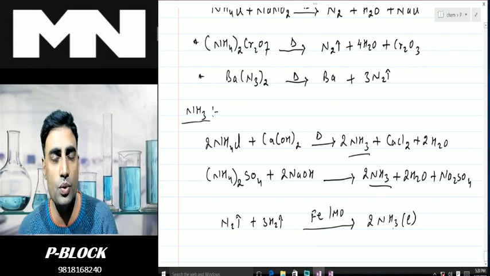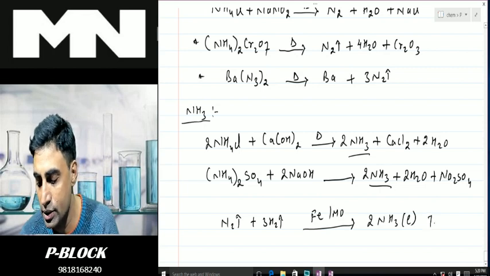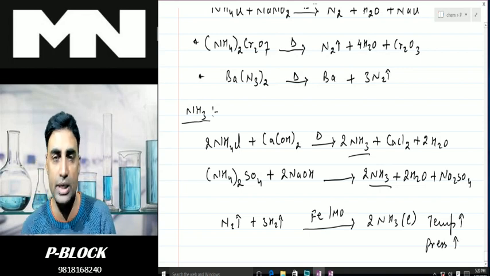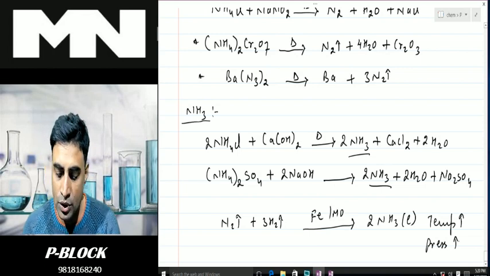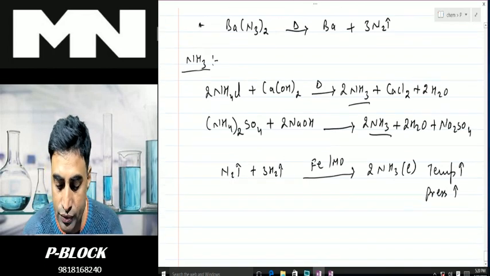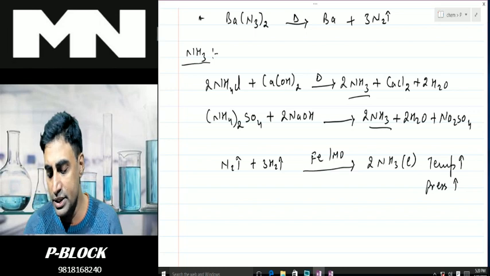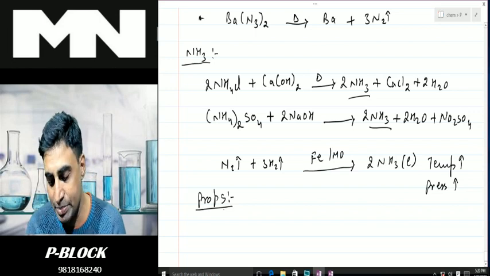In order to maximize the yield of ammonia, the temperature has to be high and the pressure also has to be high, so that association occurs quickly and more nitrogen and hydrogen will get converted to ammonia. This is the method of preparation of ammonia. After this, we'll see the properties of ammonia. Ammonia is slightly basic in nature.